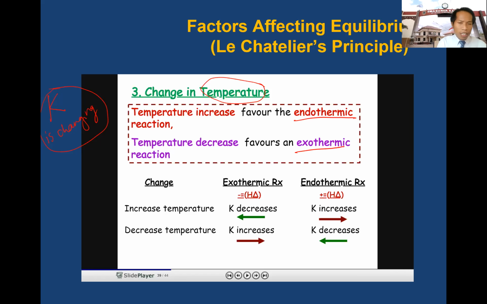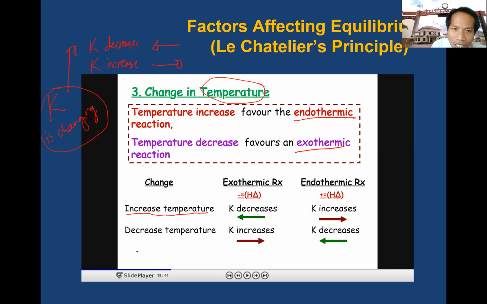Okay. What is the matrix here? If I increase the temperature, for the endothermic one, K will decrease. What does it mean, K decrease? K decrease means the reaction shifts to the left. Here it is always like that. K decrease means the reaction will shift to the left, to the reactant.